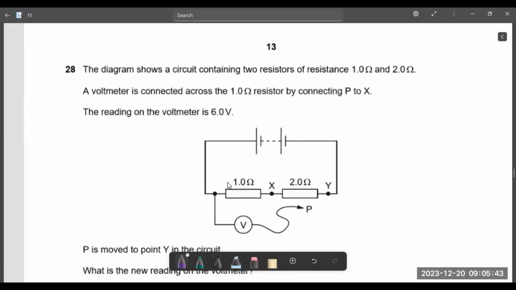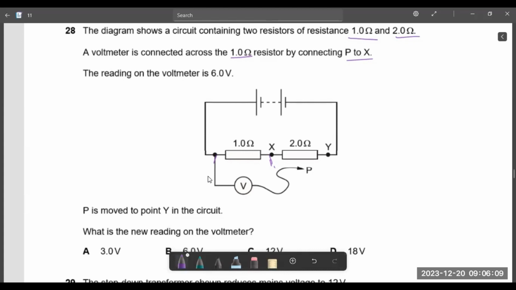Next, a diagram shows a circuit containing two resistors, 1 ohm and 2 ohm. A voltmeter is connected across the 1 ohm resistor by connecting P to X. So here the voltmeter is connected across this. The reading on the voltmeter is 6 volt. That means the voltage across the 1 ohm resistor is 6 volt.